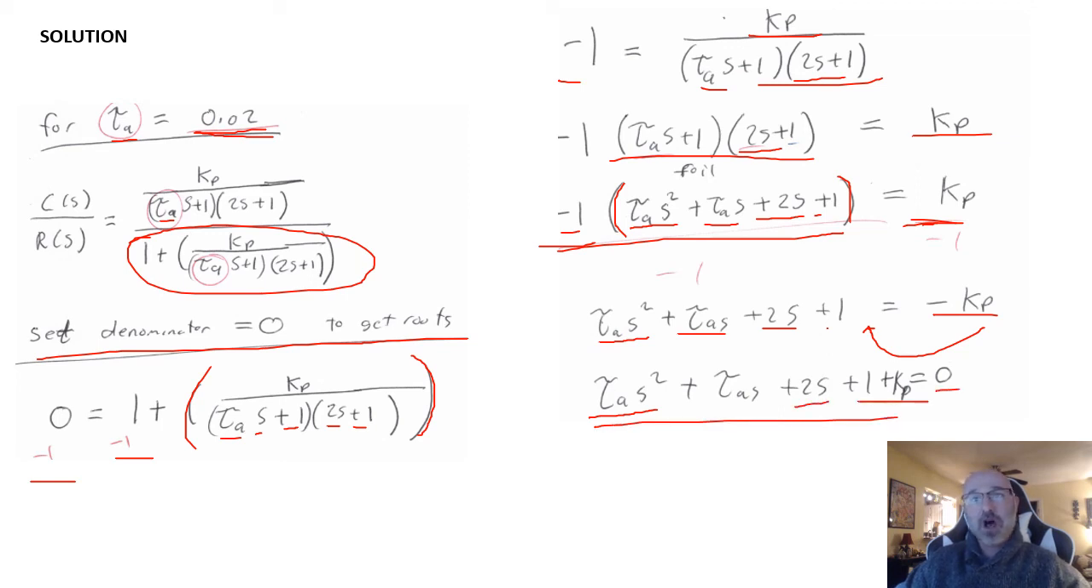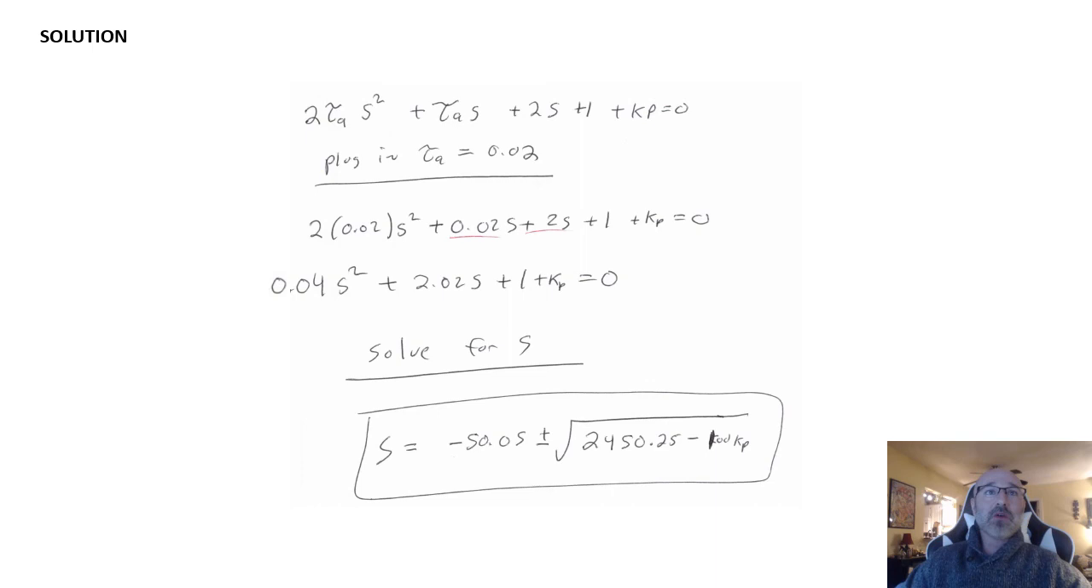Now we can solve this equation multiple different ways in order to get our s value. So one way that we can do this here now is, first thing we want to do is plug in for our values for our tau A. So this is just in terms of our variable s here, so we can solve for it. So we're given the fact that our tau A is equal to 0.02. So we can plug this in now. Everywhere there's a tau A, my 0.02. Plug this in. When I simplify this down, I end up with 0.04 s squared plus my 2.02s plus 1 plus KP is equal to 0.